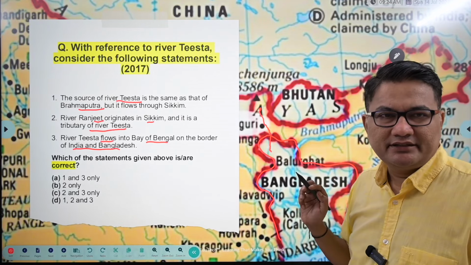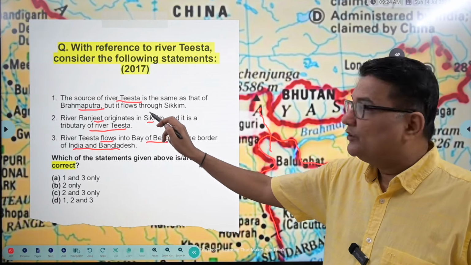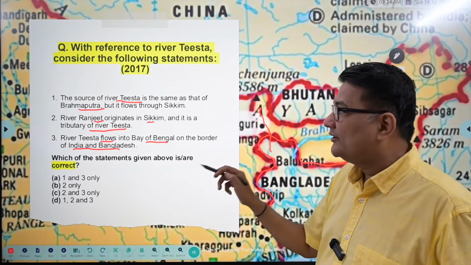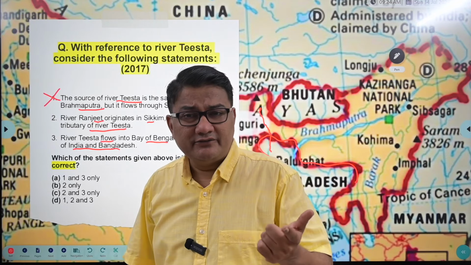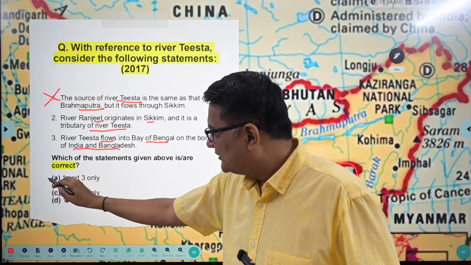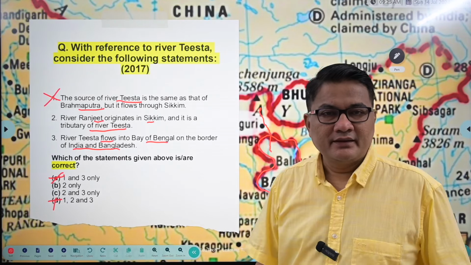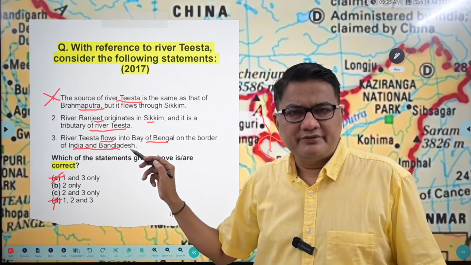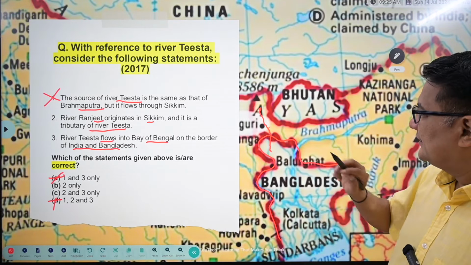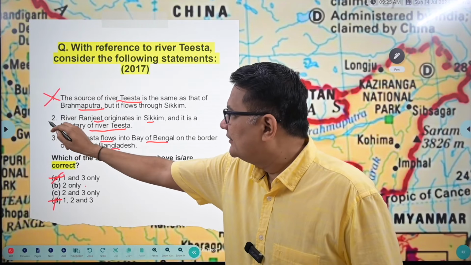Tista originates in Sikkim. So is the origin the same as Brahmaputra? No, Brahmaputra तो ऊपर China से है. So obviously the first is wrong. If the first statement is wrong, go for the method of elimination. That is, A cannot be the answer and D cannot be the answer. River Ranjit originates in Sikkim and it is a tributary of river Tista. Answer is yes. So the second statement is right.